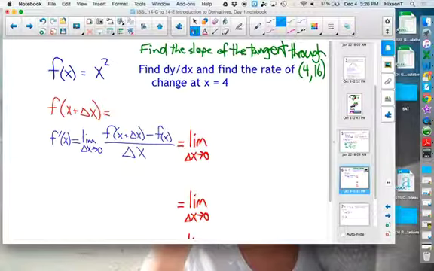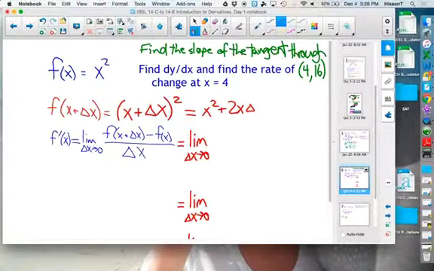We have x squared. So what we need to do now is this. We take x plus delta x and we plug it in for x, and square it, and we FOIL it out. x squared plus 2x delta x. By the way, x times delta x is just x times delta x. You can't make it delta x squared. It doesn't work that way. But delta x times delta x you will write as delta x squared.